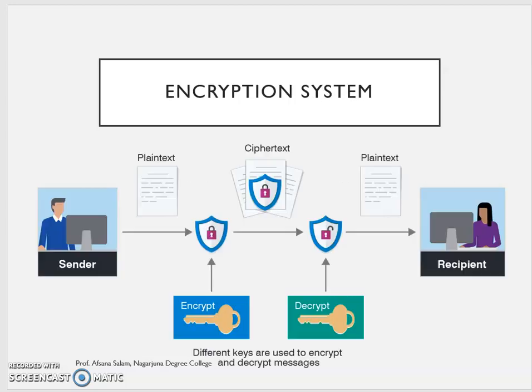So here is the encryption system in detail. I am a sender sending you a plain text. Along with that, I am locking it. When I lock it with a particular key and password, that becomes your ciphertext. Then as a recipient, you have to use the actual key and convert that back into plain text.